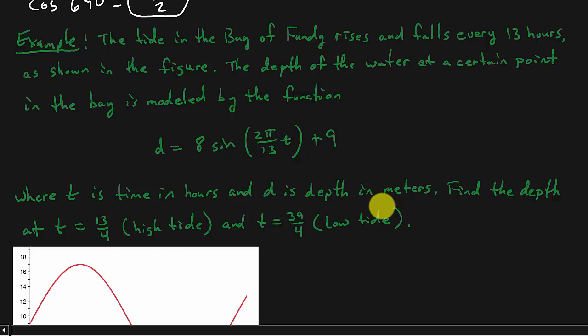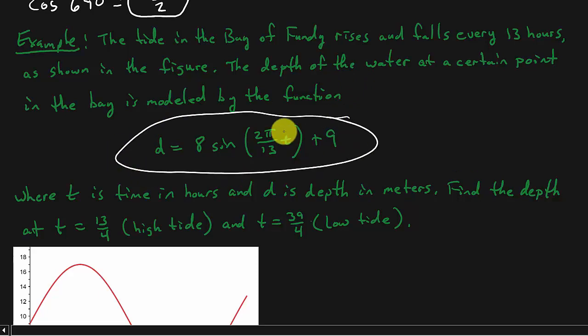So we've got an application problem. Let's see what this says. It says the tide in the Bay of Fundy rises and falls every 13 hours as shown in the figure. The depth of the water at a certain point in the bay is modeled by the function. So this right here is the depth of the water. It's modeled by this function here: d equals 8 sine of 2 pi over 13 t plus 9, where t is time in hours and d is depth in meters.